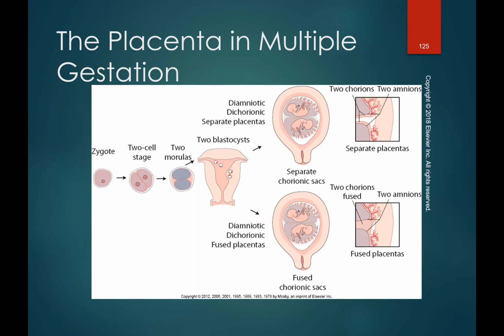So this is showing that you can have separate placentas. You can have one baby that has a placenta anterior, and you can have one baby that has a placenta posterior, and they both be diamniotic, dichorionic. Or you could have a dichorionic, diamniotic pregnancy that just has fused placentas, so it looks like a very large posterior anterior placenta.